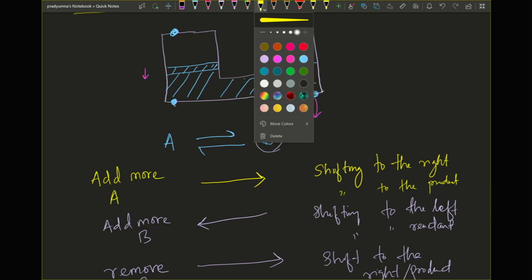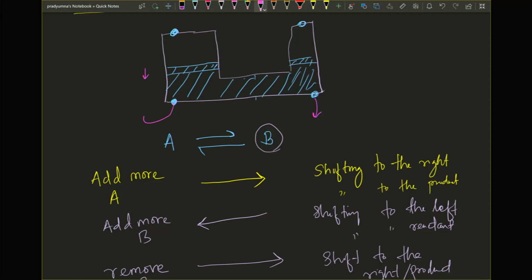If I release some water from the left side, the water will flow from right to left to make it balanced. Again, if I release water from the right side, the water will flow from left to right to maintain the balance. So if you understand this principle, it's going to be extremely easy.